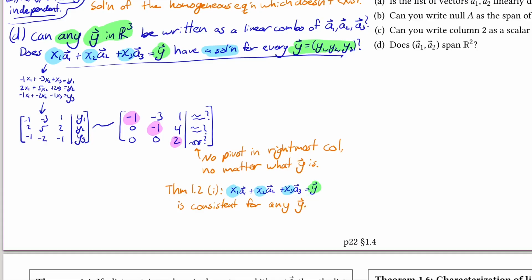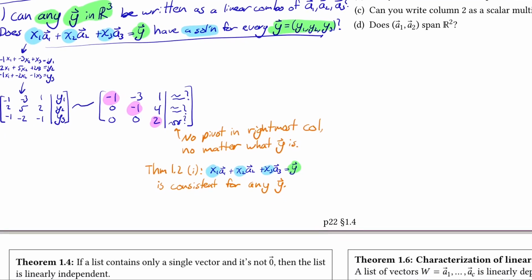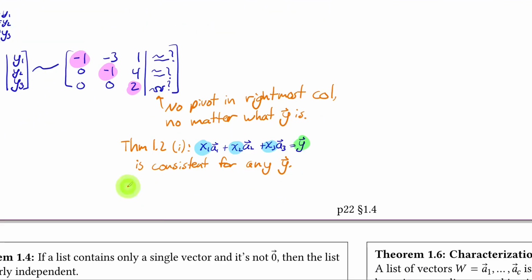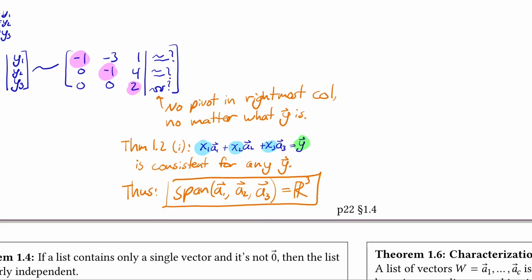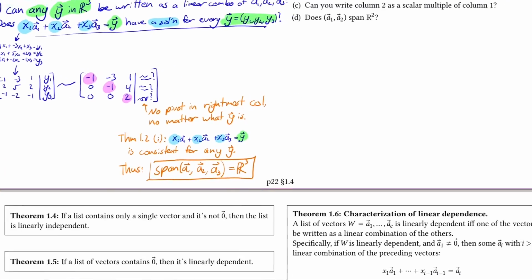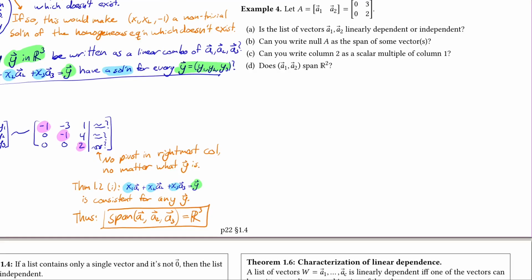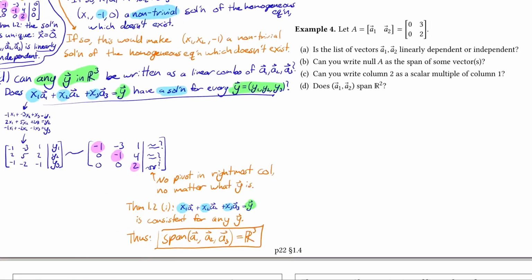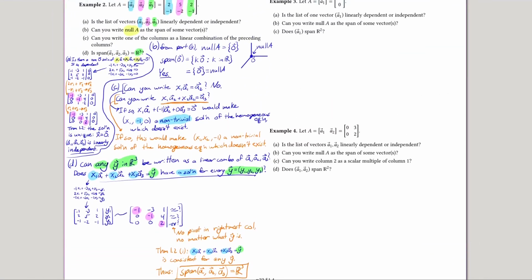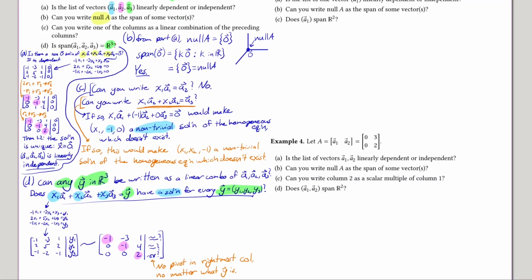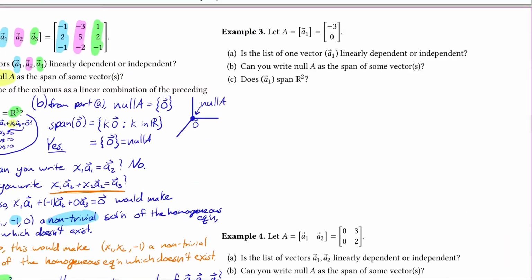And what does that mean? That means that the span of A1, A2, and A3 equals R3. All right. So the next two examples are the same idea as this. Maybe we can skip some of the steps, especially because there isn't enough room to write everything. Let's look at example 3 next.